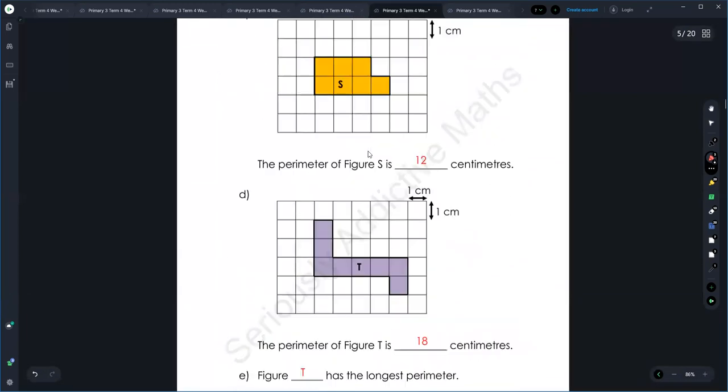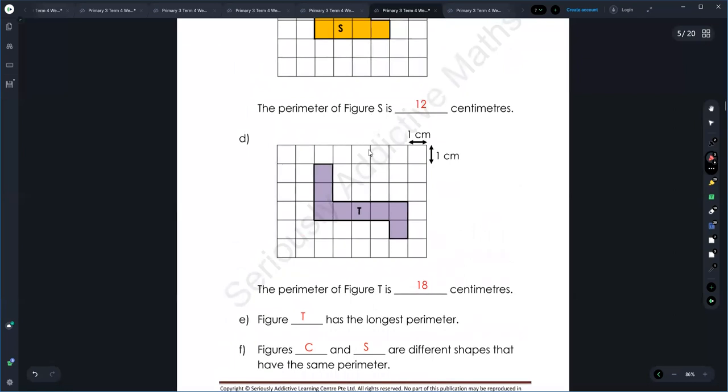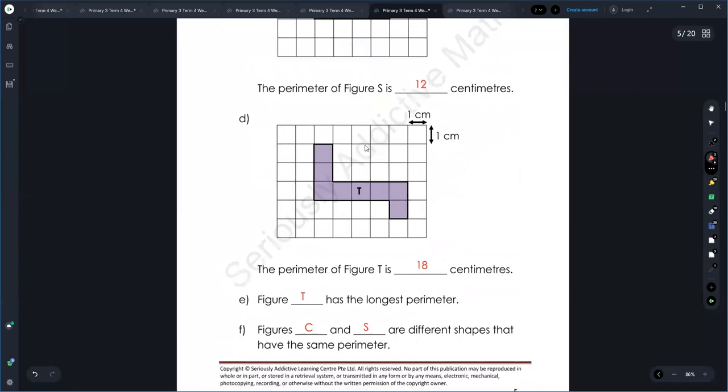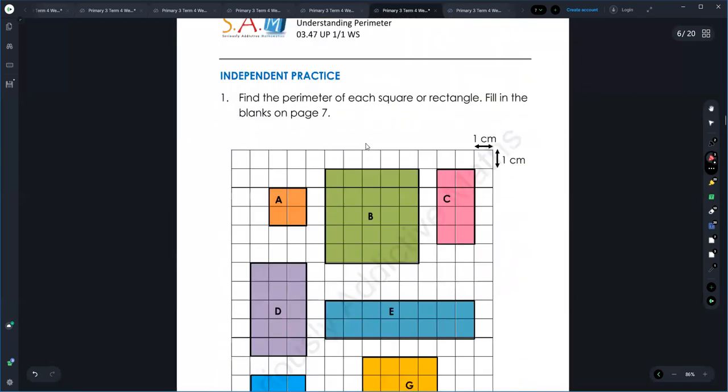Right here to note, figure C and S, okay, although they are not of the same shapes, the perimeter can be the same. Okay, so that's very important for them to know.